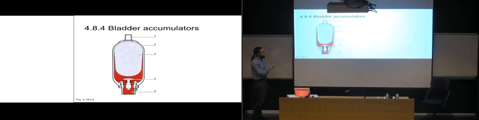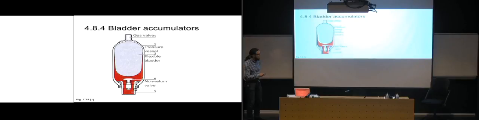So the bladder accumulators are the ones with the balloon inside them. They also, of course, have a gas valve up top to allow for preloading of gas pressure. And they have the pressure vessel, which usually looks like a gas tank, a bottle shape. And they have this flexible bladder that is placed inside it. They have the so-called non-return valve. It is also called poppet valve many places.